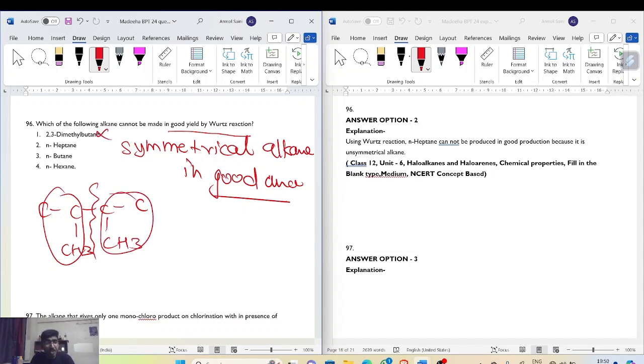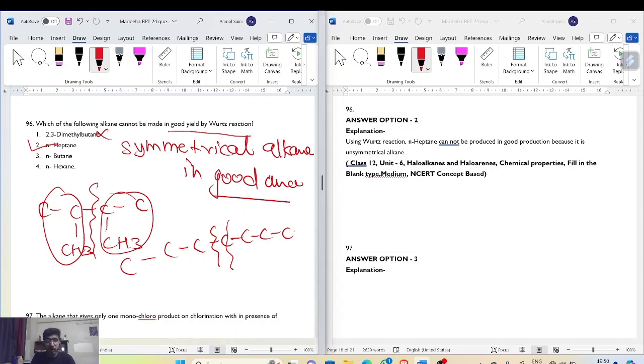Now we have to check option number two, n-heptane. n-Heptane means a 7 carbon chain: 1, 2, 3, 4, 5, 6, and 7 here. So we cannot make a symmetrical compound. If we cut from here, 3 carbon and here 4 carbon. So this is an unsymmetrical compound, so it can't be formed by Wurtz reaction.